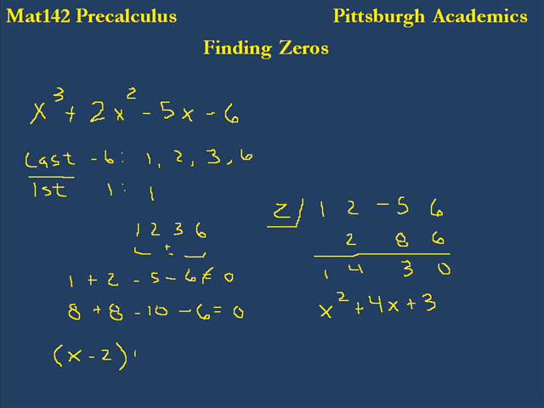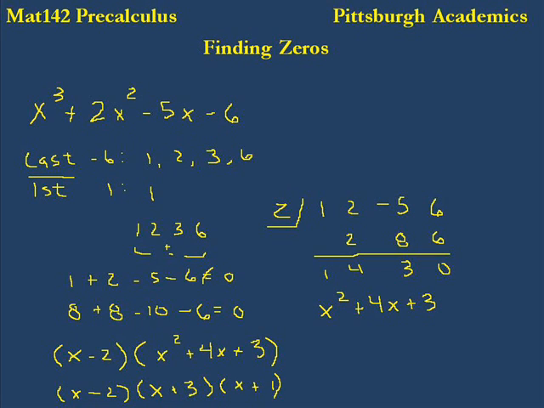So when you run through the long division, what you have left is an x squared plus 4x plus 3. That's the other part of the result after factoring out an x minus 2. Now this can be factored just traditionally, x plus 3 times x plus 1. This now gives you your ability to see your zeros.